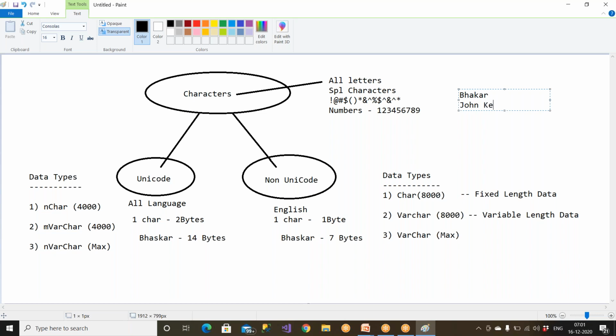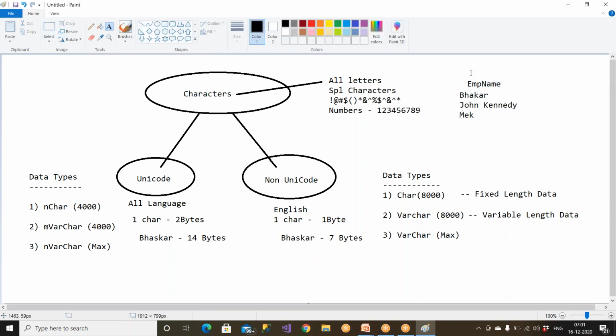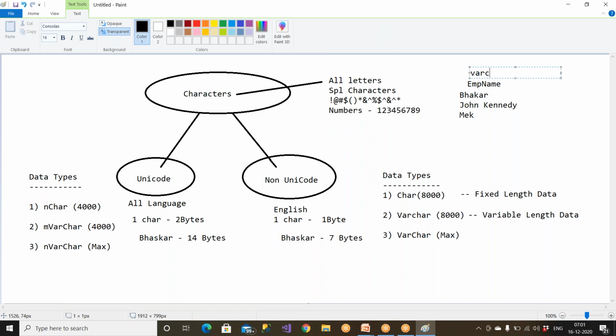So you have more length, right? Or your name will be Mac. Like that, you may have 3 characters here, you may have more characters here, you may have fewer characters here. Different people will have different names, right? The length of the data is not similar. So this is what is called employee name, or you can say customer name. Customer name is what is called varchar data.